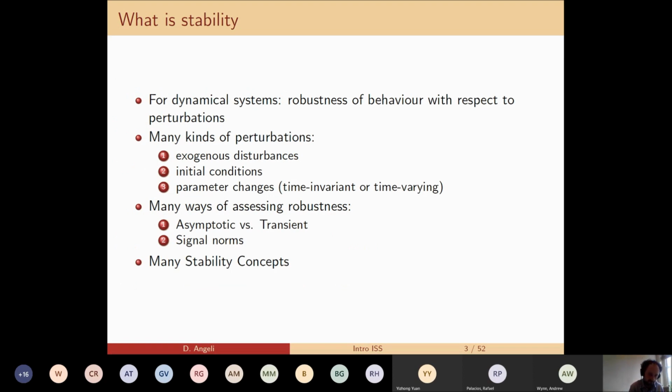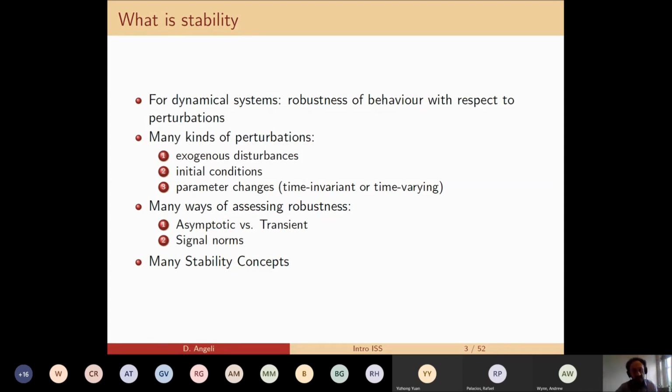In general, the word, let's say informally, is associated to some kind of notion of robustness of behavior, maybe of a dynamical system, with respect to perturbations. And this perturbation can have different nature. We could be talking about exogenous disturbances entering the system, or we could be talking about initial conditions, so initial states that are perturbed with respect to some kind, again, of nominal situation of interest. Or that could be, for instance, also parameter changes, either time invariant or time varying, in which case perhaps you would see them as disturbances. So, in fact, there are many types of perturbation and also many ways of deciding whether something is robust with respect to this perturbation.